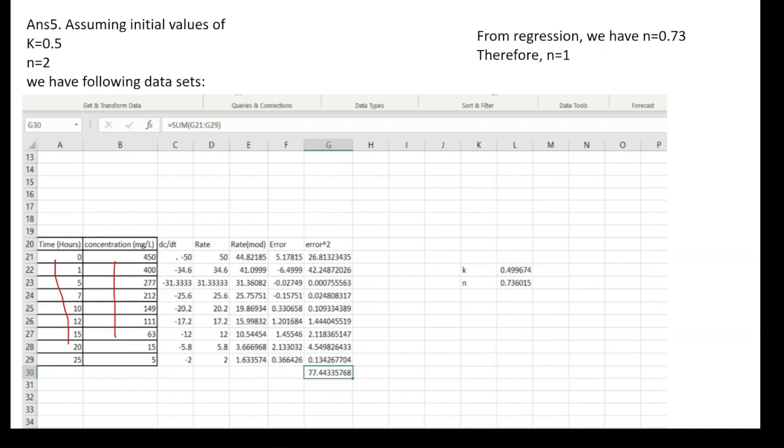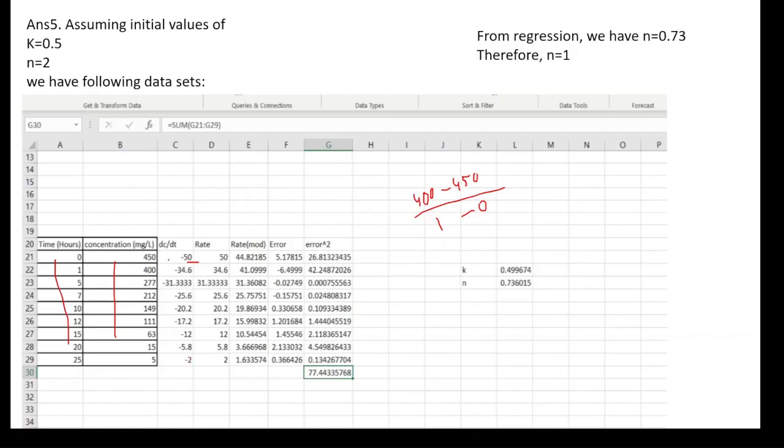We can find dC by dt. Simple. How can we find dC by dt? C naught minus, like 400 minus 450, divided by whatever time is here, 1 minus 0. So we get minus 50. Like that, we can find the others.